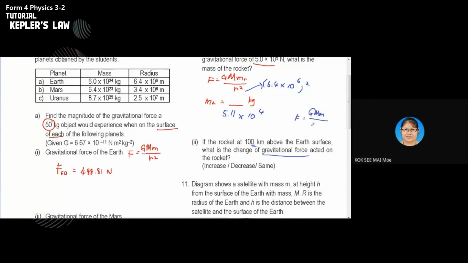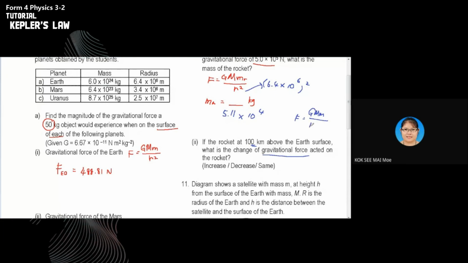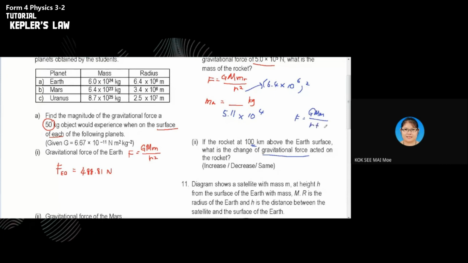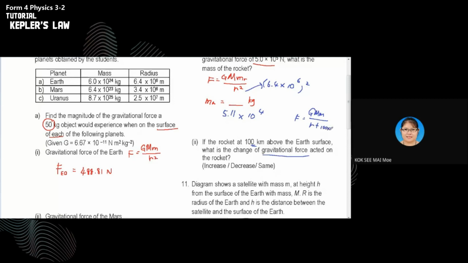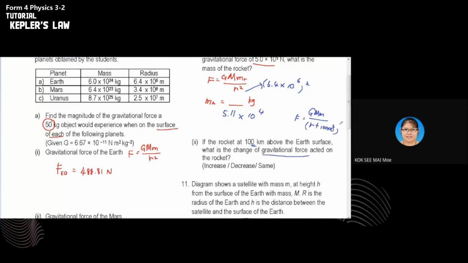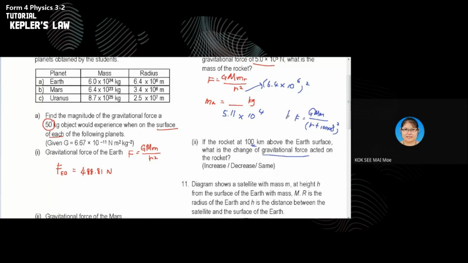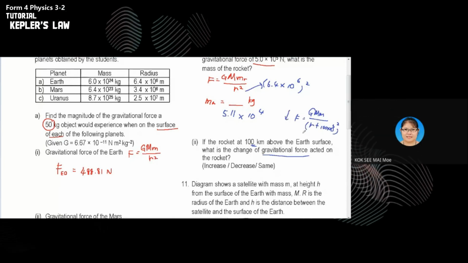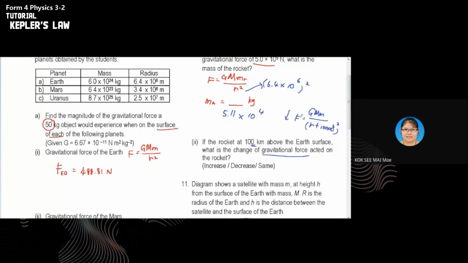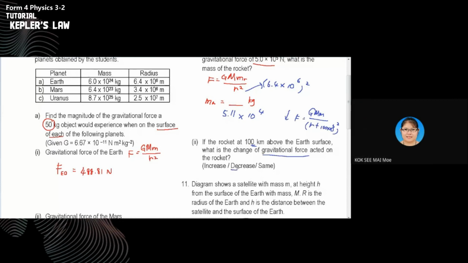Okay, now that means your R need to plus 100 times 10 to the power of 3 some more. Then you need to square. So this number becomes bigger. What do you think about the force? Force sure becomes lower, inversely proportional. So that means your answer decreases.